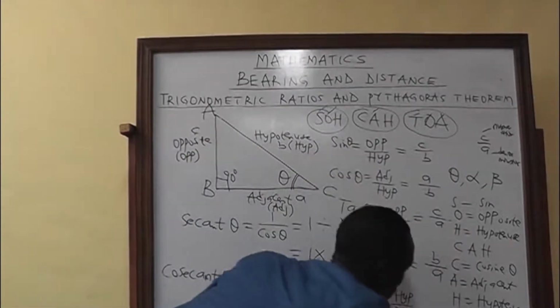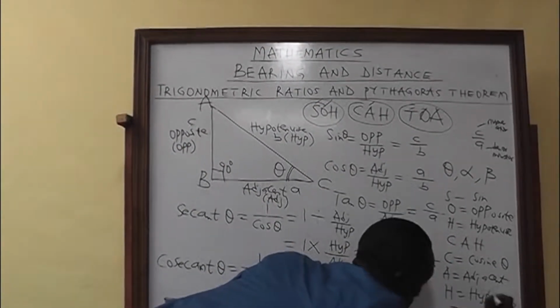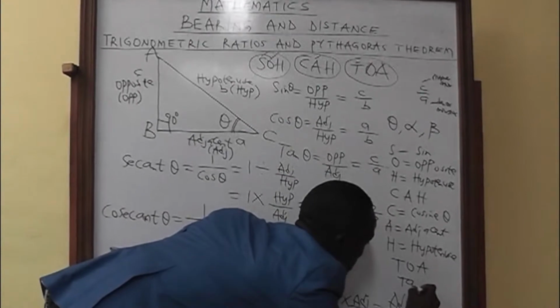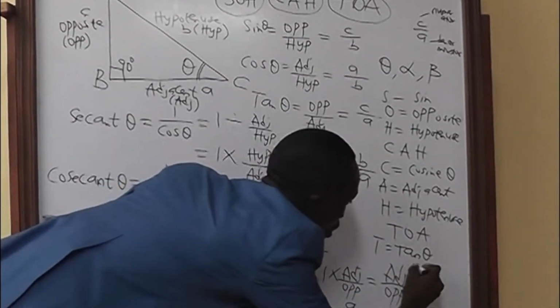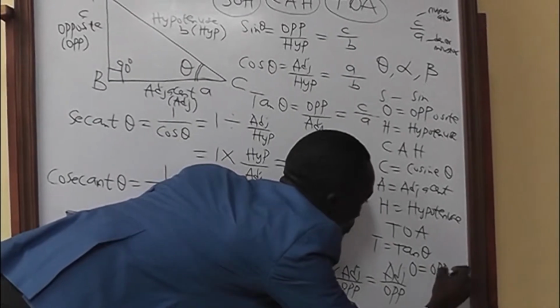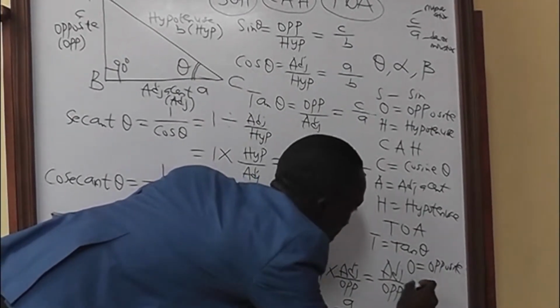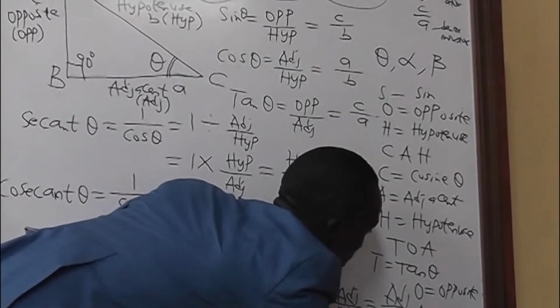So the last one we have there is TOA. From TOA, T is standing for tan theta. That is what it is representing. O is representing opposite. Then A is representing adjacent.